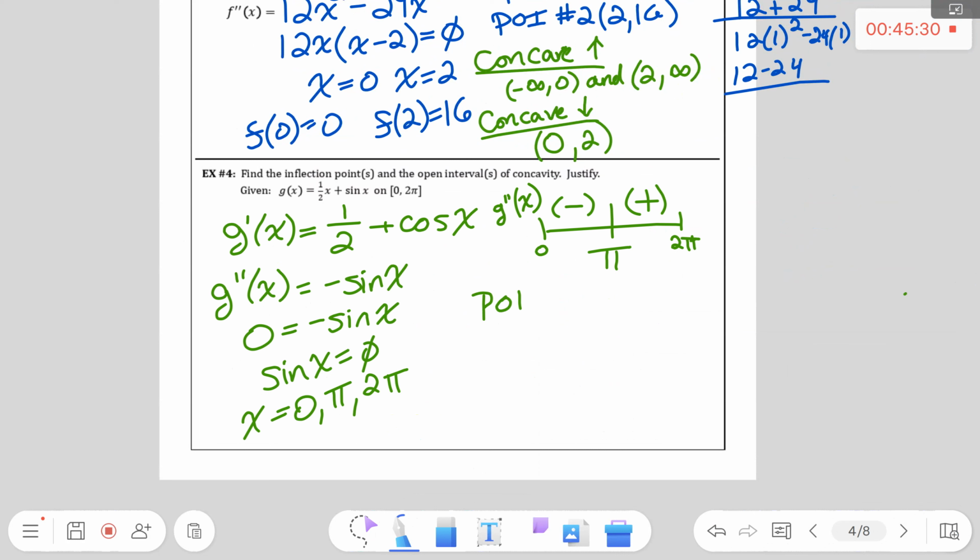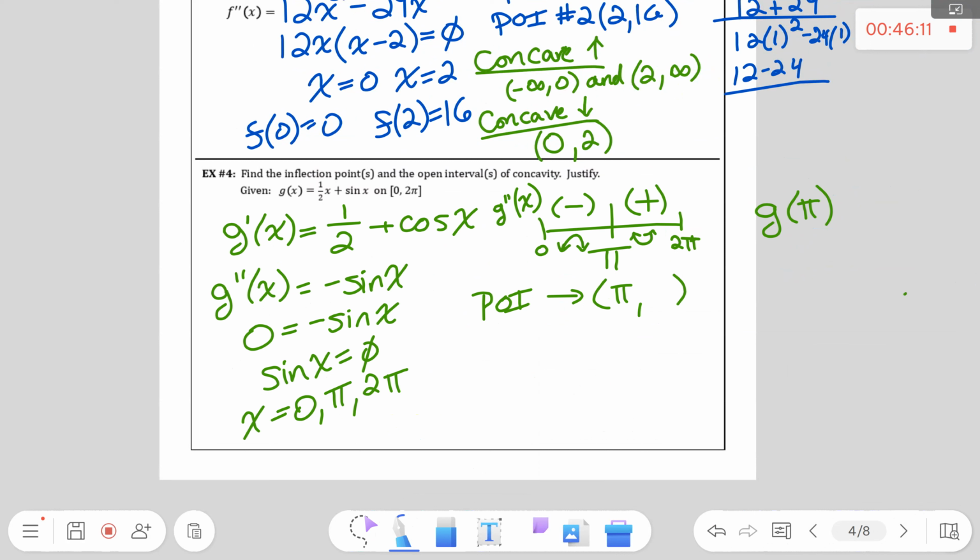Point of inflection. We don't know the y value yet. We do know about concavity though. Concave down, concave up. So where am I going to plug this pi into to find out that y value? The original function. Because we want to find this.